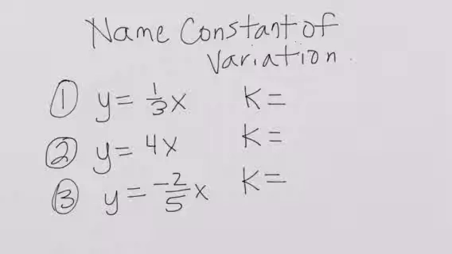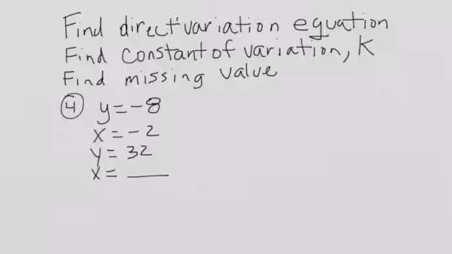So we're going to practice naming the constant of variation. Let's look at number 1. Y equals 1/3 x. In this equation, the constant of variation is 1/3. Number 2, y equals 4x. In this equation, k, the constant of variation, is 4. Number 3, y equals -2/5 x. K, or the constant of variation in this equation, is -2/5.